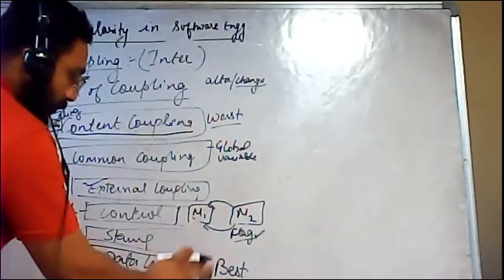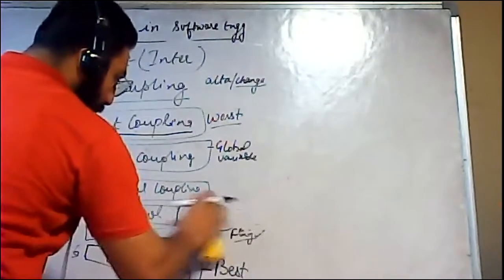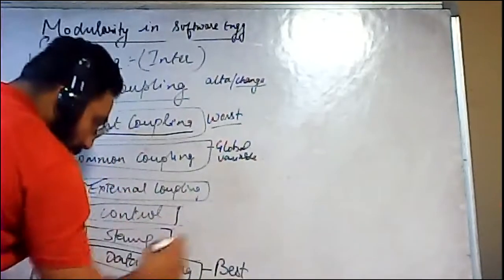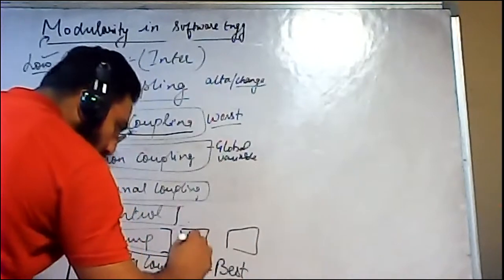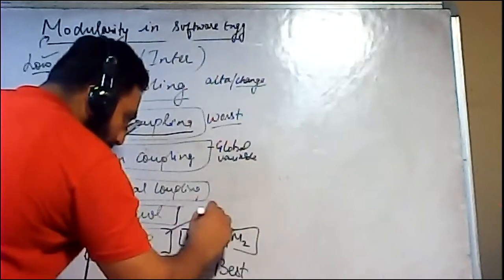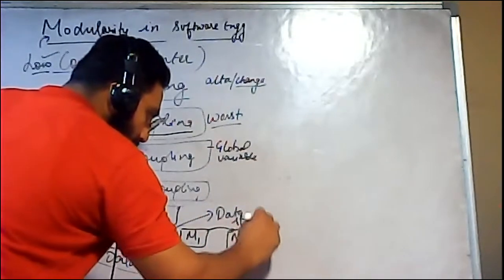Okay, next is stamp coupling. In stamp coupling, we have a data structure. Okay, module 1 data structure. Stamp coupling is about data structure.